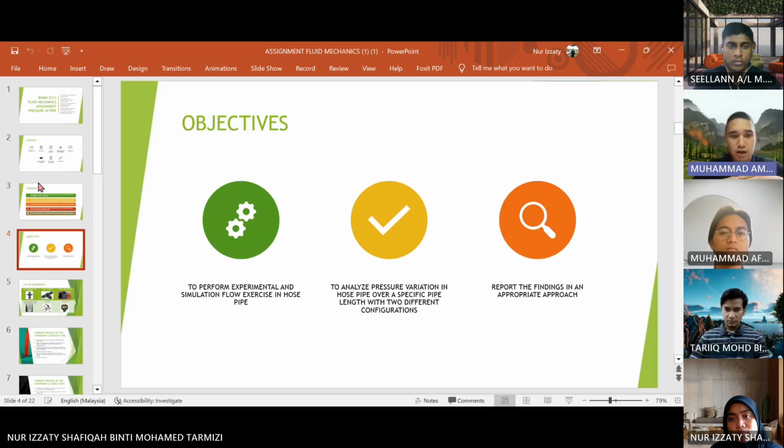So the objective of this assignment is to perform experimental and also simulation flow exercise in hose pipe. The second one is to analyze the pressure variation in the hose pipe of a specific pipe length with two different configurations. And the third one is to report the findings in an appropriate approach.